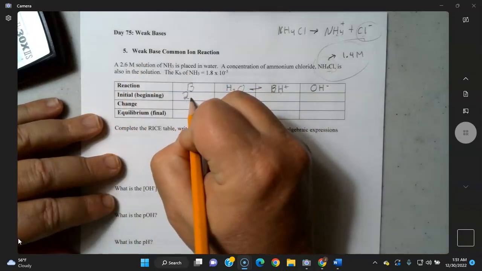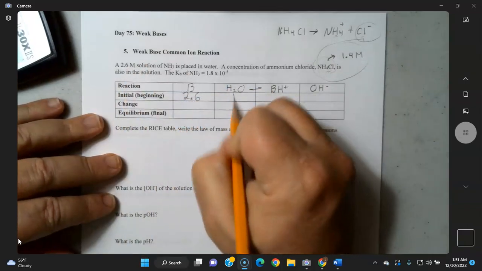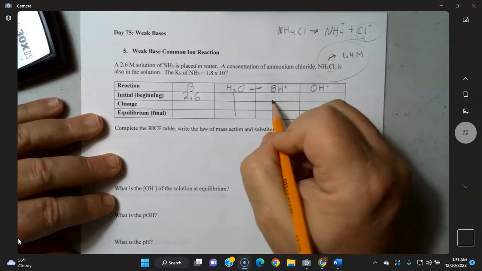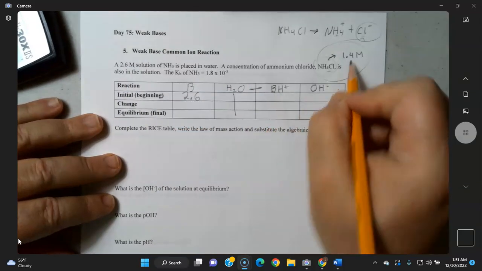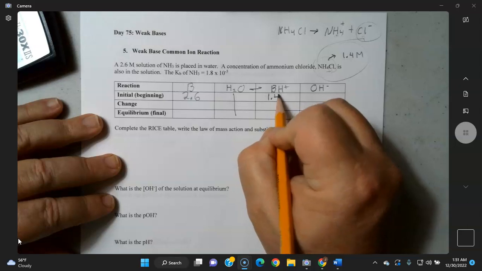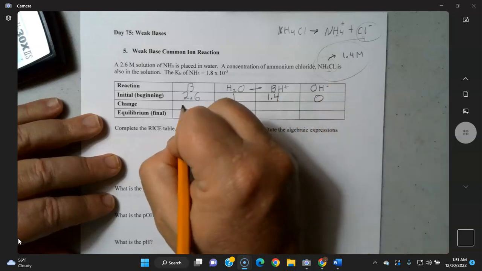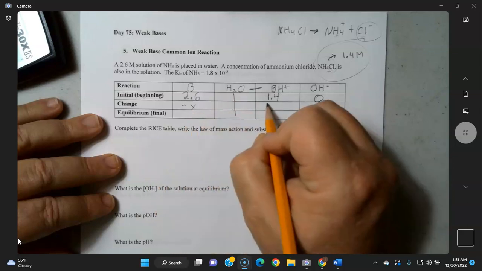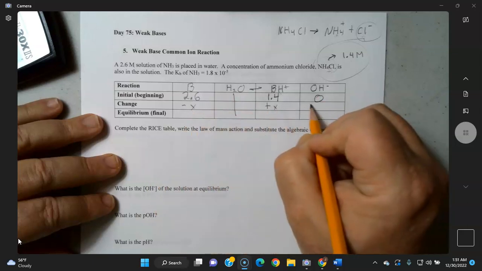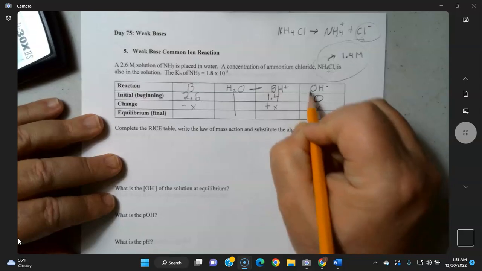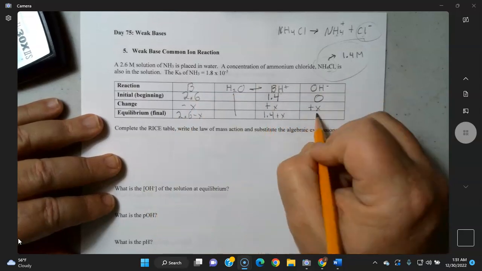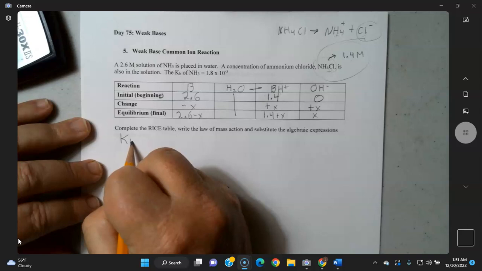So it's 2.6. Don't do the water. And then we said the initial concentration is 1.4 for this. And hydroxide is nothing. Minus X, plus X, plus X. All the coefficients up here are ones. Law of mass action, use the KB.